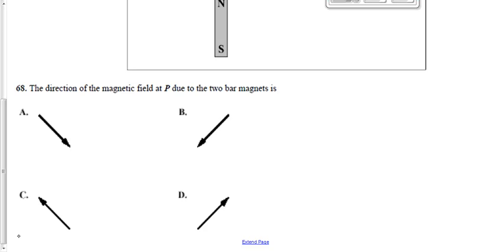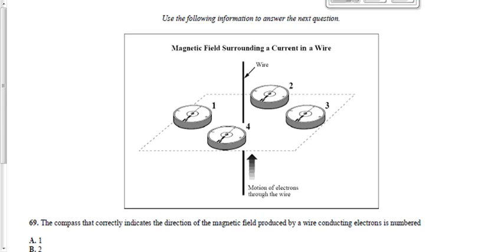Okay, one more, and then we're done for the day. Number 69, please. By the way, if you can't make these out, these are supposed to be compasses, and the compass needles are pointing like this. It's just kind of a little bit hard to see them here. Okay, what do we do here? Well, bottom line is we have to know two things here, right? One, we have to understand that the direction of the magnetic field is the direction that a compass will point. Compasses point in the direction of the magnetic field.